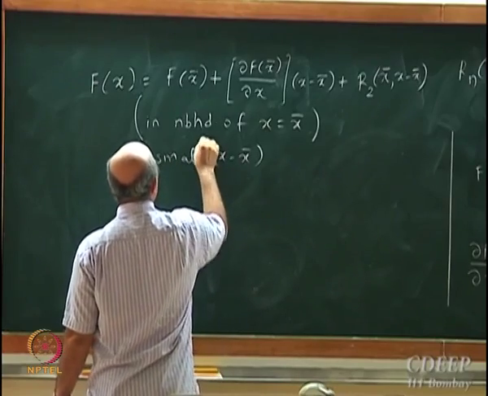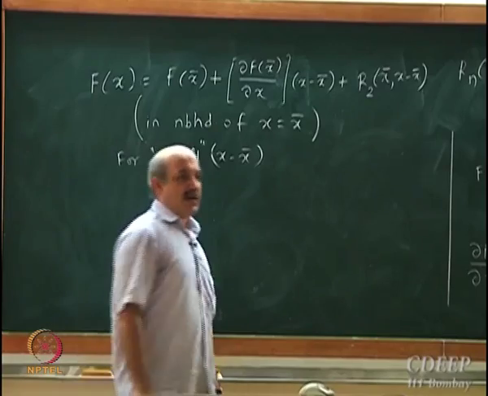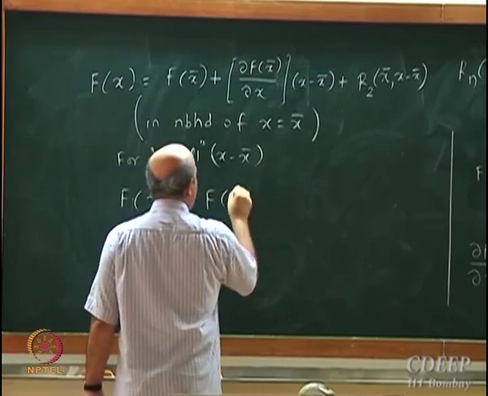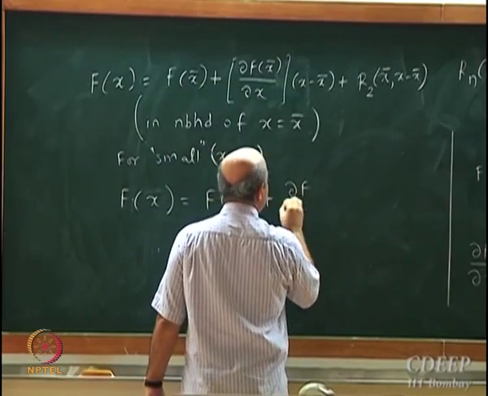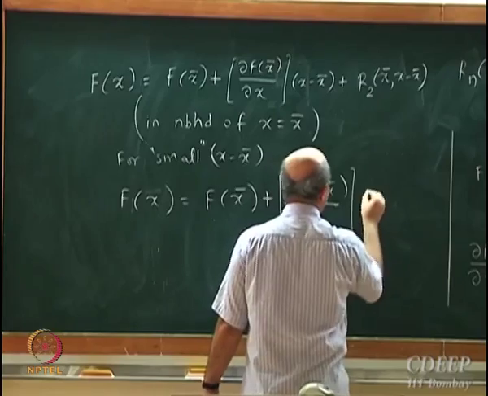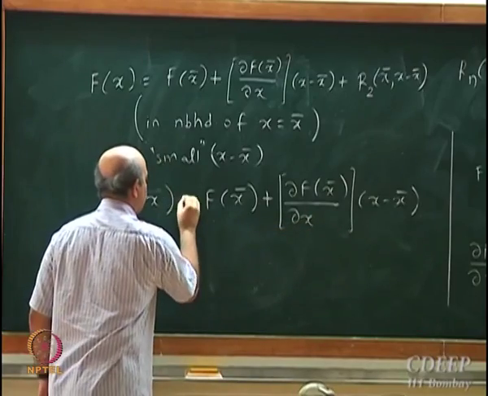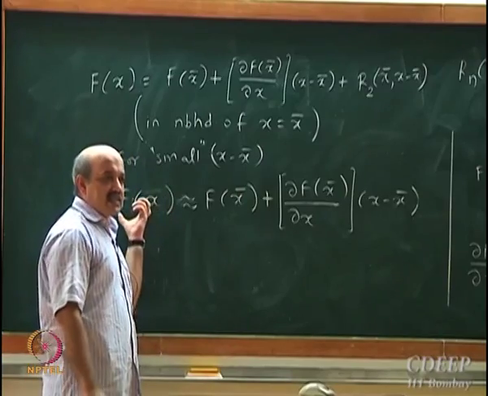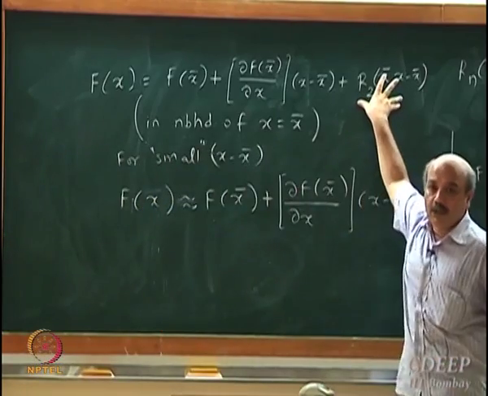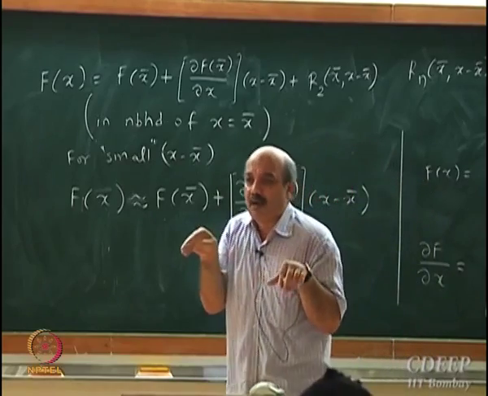What is small here is in quotes. I am not going to precisely define what is small here. If x minus x bar is small, I can write f(x) is equal to f(x bar) plus dou f by dou x at x equal to x bar into x minus x bar. Everyone with me on this? This is an approximation. This is not equal to. If x minus x bar is small, I can ignore the higher order terms in the polynomial expansion, and then I can say that f of x is almost equal to this for small perturbation around x bar. x bar is some point.